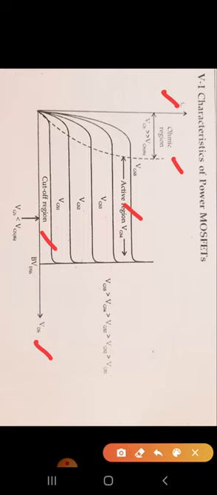Now the first one: when you start giving VGS, and VGS is less than VGS(TH), that is called the VGS threshold voltage. See here, I have written VGS is less than VGS(TH). So what is VGS(TH)? It is the VGS threshold voltage. Threshold voltage is the minimum voltage required to turn your MOSFET on. When this minimum threshold voltage is applied between gate and source, your MOSFET will turn on. But I am not applying it.